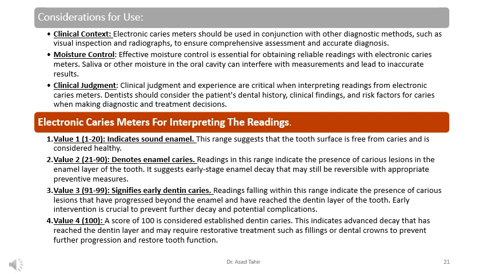Considerations for use. Clinical context: electronic caries meters should be used in conjunction with other diagnostic methods, such as visual inspection and radiographs, to ensure comprehensive assessment and accurate diagnosis. Moisture control: effective moisture control is essential for obtaining reliable results with electronic caries meters. Saliva or other moisture in the oral cavity can interfere with measurements and lead to inaccurate results.